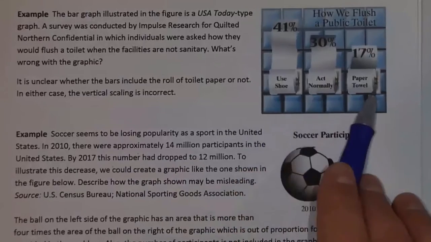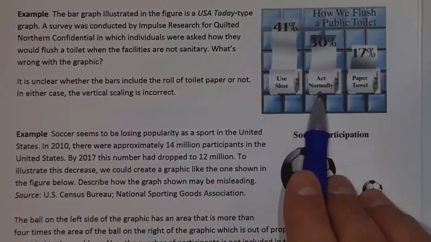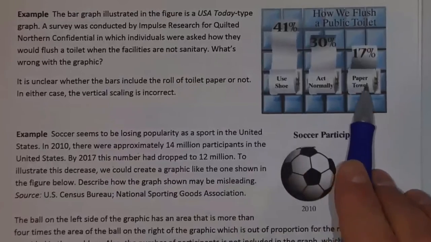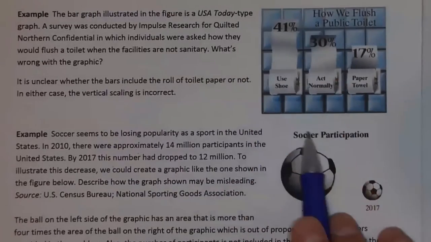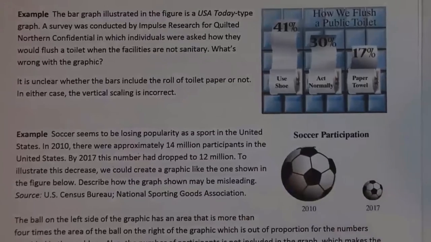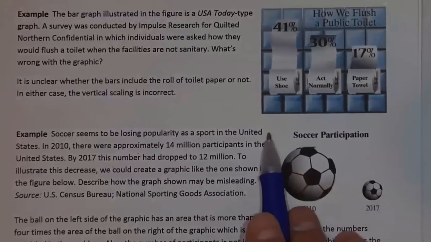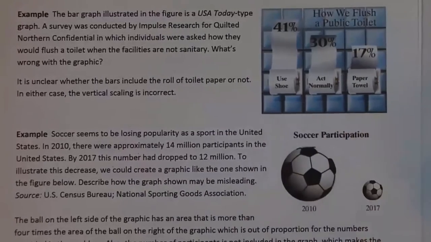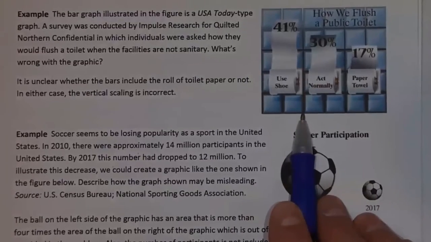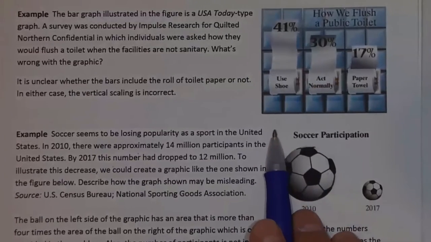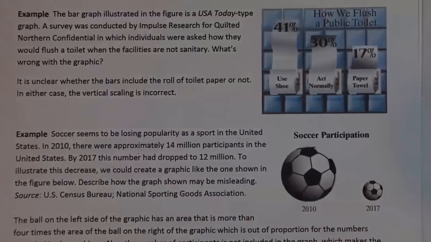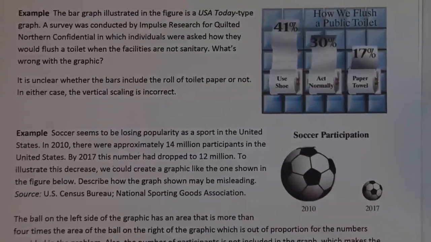And so we have three possibilities: use shoe, act normally, use a paper towel. Now this is relatively old. This was prior to automatic flushing toilets being almost everywhere now. So if you had to actually flush it, how would you do that if it wasn't particularly clean? So what's wrong with this graph? It's clever, it's eye-catching. If this was in USA Today, the newspaper, for example, the purpose would be trying to grab people's eye, to really a somewhat trivial thought.